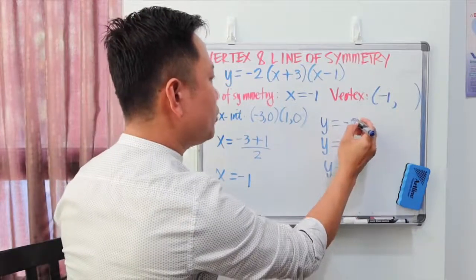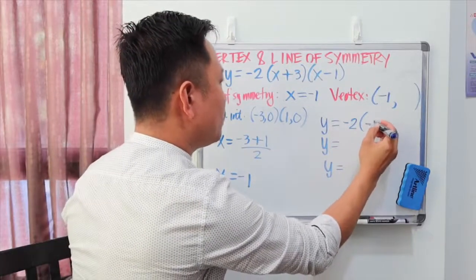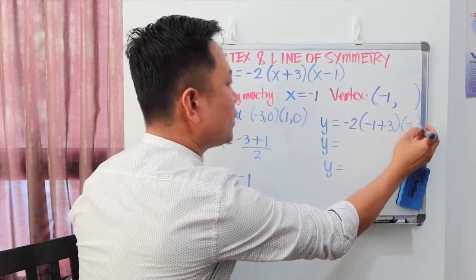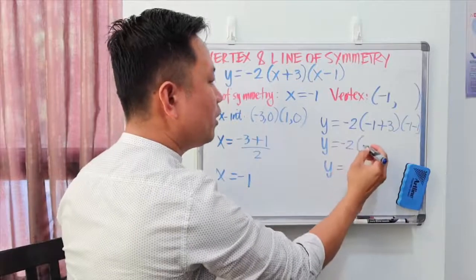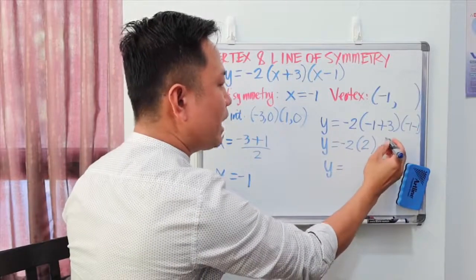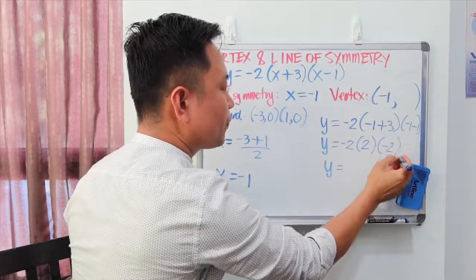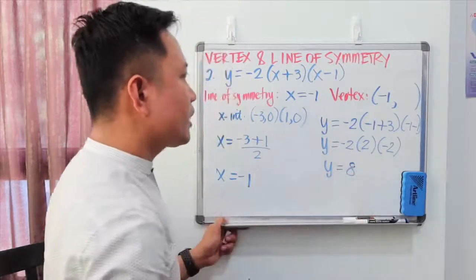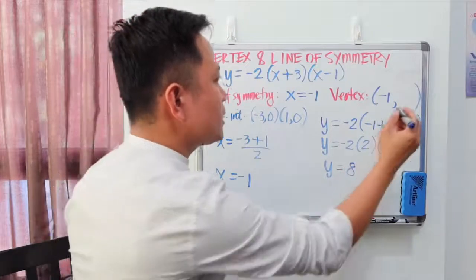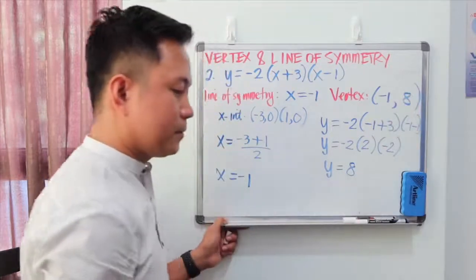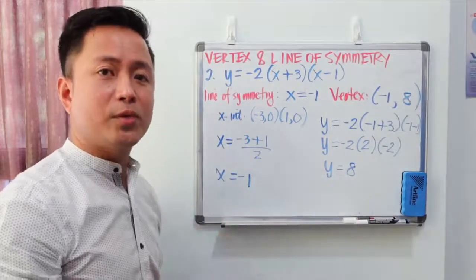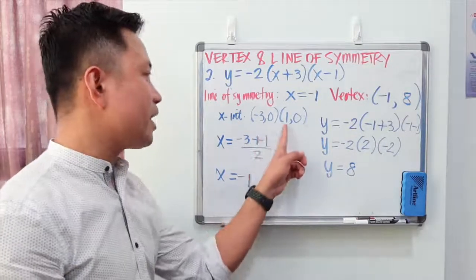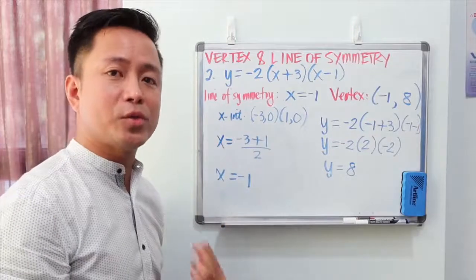Now we need to substitute negative 1 into the x of this quadratic function to get the y-coordinate. We have -2 times (-1 + 3) times (-1 - 1). Negative 1 plus 3 is 2, negative 1 minus 1 is negative 2. Simplifying this, we have positive 8. So the vertex of this quadratic function is at (-1, 8). So again, if the quadratic function is in factored form, you simply get the x-intercepts and then you get the average of those two x-intercepts.